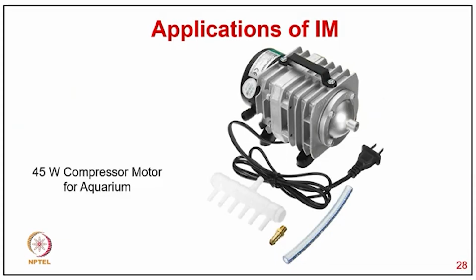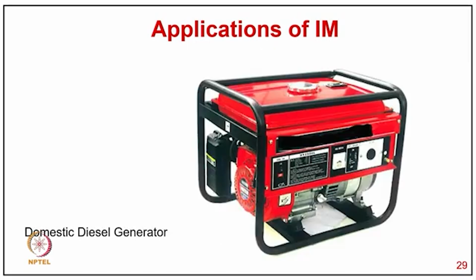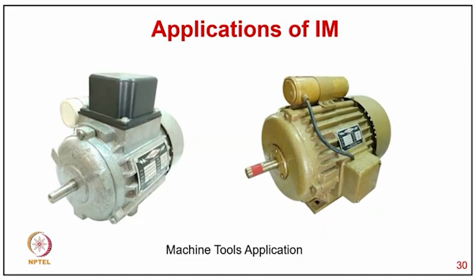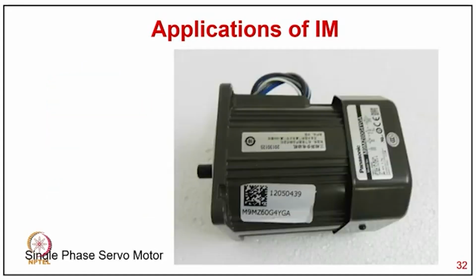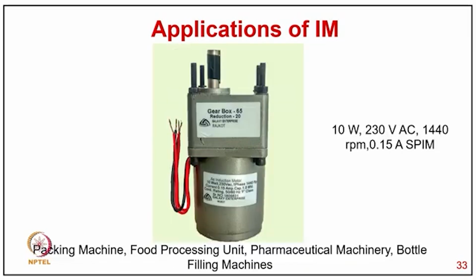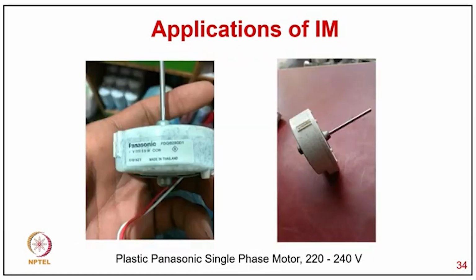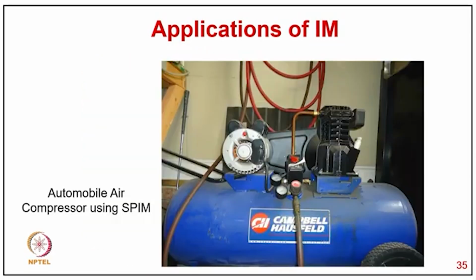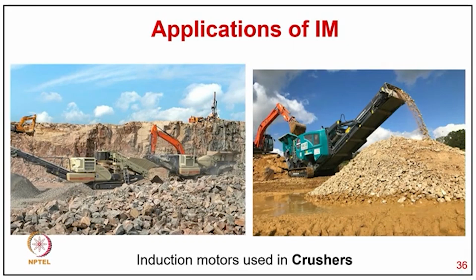Then typically a 45-watt compressor for an aquarium, for running the water supply or circulation of water. Then of course a small diesel generator, then machine tools, typically a single phase induction generator, and then the single phase servo motor, which is quite popular for many applications because it is a brushless servo motor. Then packing machines, food processing units, pharmaceutical machinery, and bottling machinery of lower rating, like 10 watt. Then you have a plastic machine with a single phase motor. Then an automobile air compressor using a single phase induction motor, and induction motors in huge crushers.